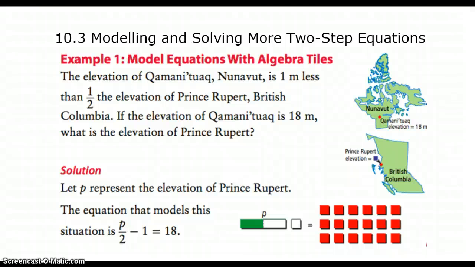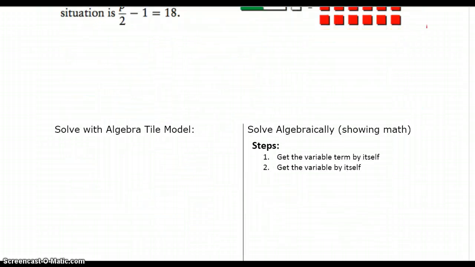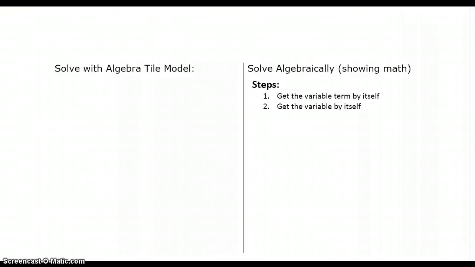Alrighty, you guys, we're going to look at modeling and solving more two-step equations today. So our process is going to be the same, and actually I highlighted the process right down here when we're going to solve this first one algebraically. The first step is to get the variable term by itself. So this is kind of the piece with x in it.